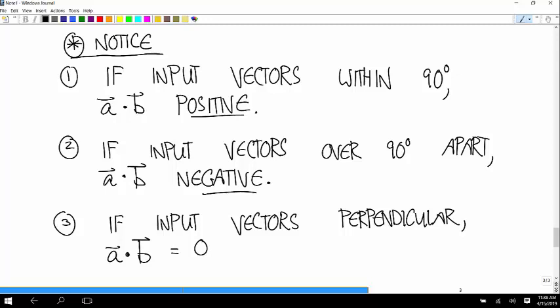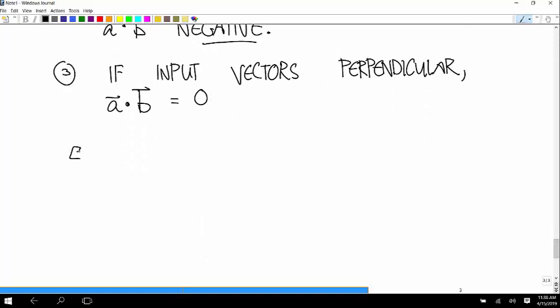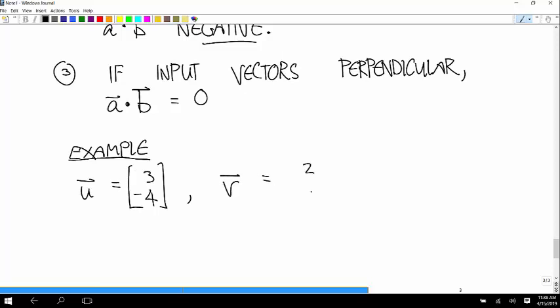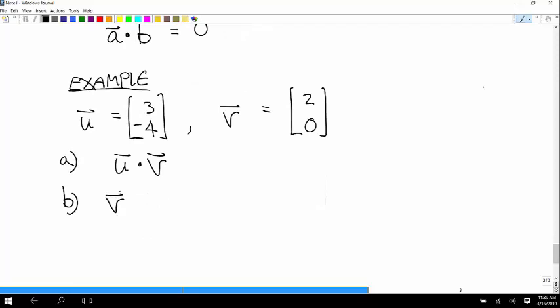Let's do a couple examples. Let's say U is equal to (3, -4) and V is equal to (2, 0). First, let's calculate U dot V. Second, let's calculate V dot U. And then third, does the sign make sense?